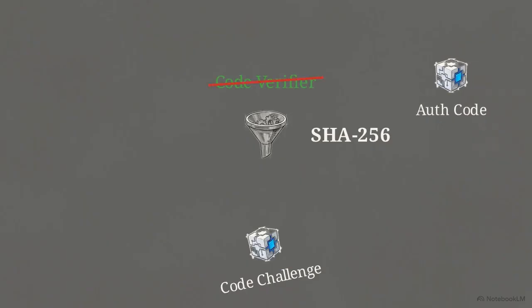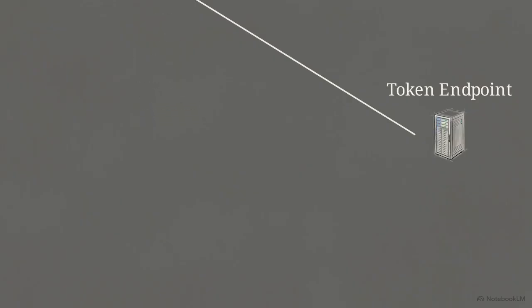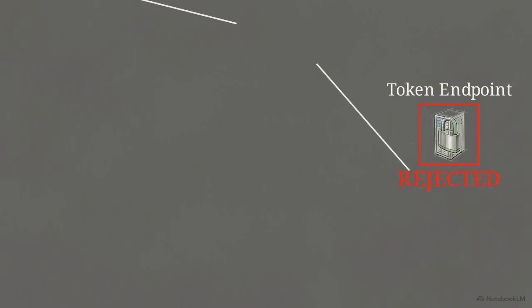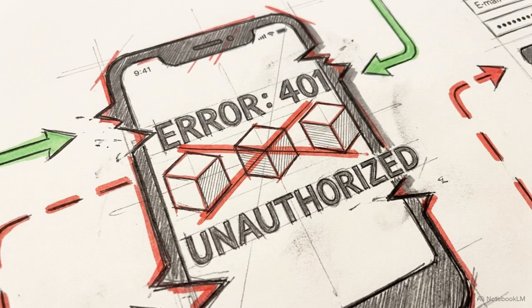When the malicious app tries to redeem its stolen code at the token endpoint, it cannot produce the verifier. The authorization server detects the mismatch and definitively rejects the request. The attacker is left holding a worthless authorization code, neutralized entirely by cryptographic proof of possession.